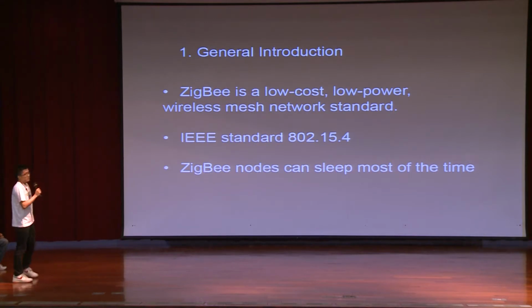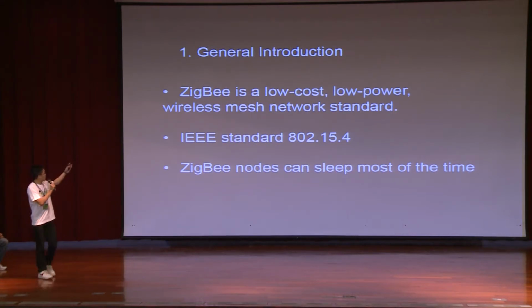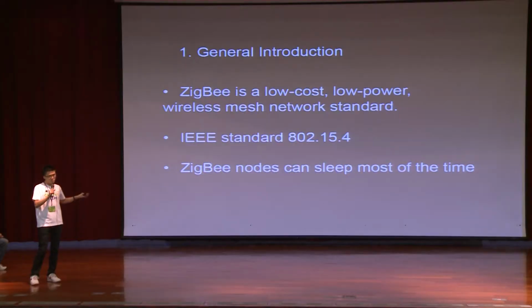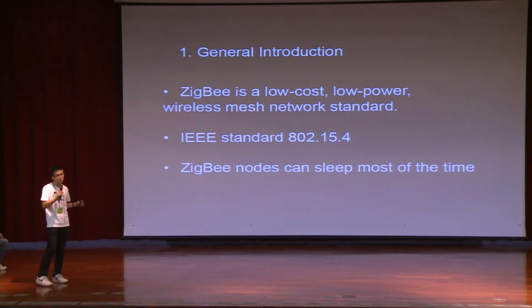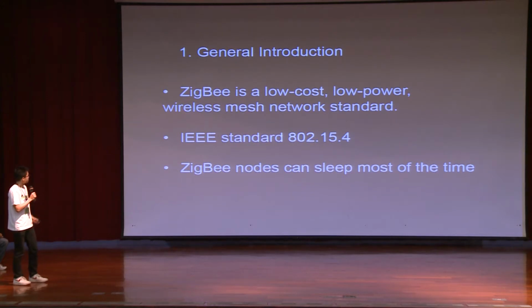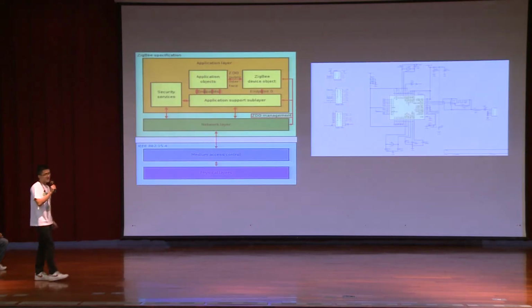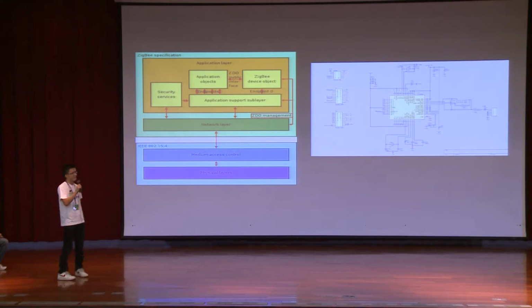Generally speaking, ZigBee is a low-cost, low-power wireless mesh network standard based on the IEEE standard 802.15.4. And there is a very important feature: ZigBee nodes can sleep most of the time, which is why it saves a lot of energy. I will explain why later. On the right side is the protocol picture, and on the left side is the circuit picture, based on which we build our own hardware ZigBee nodes.